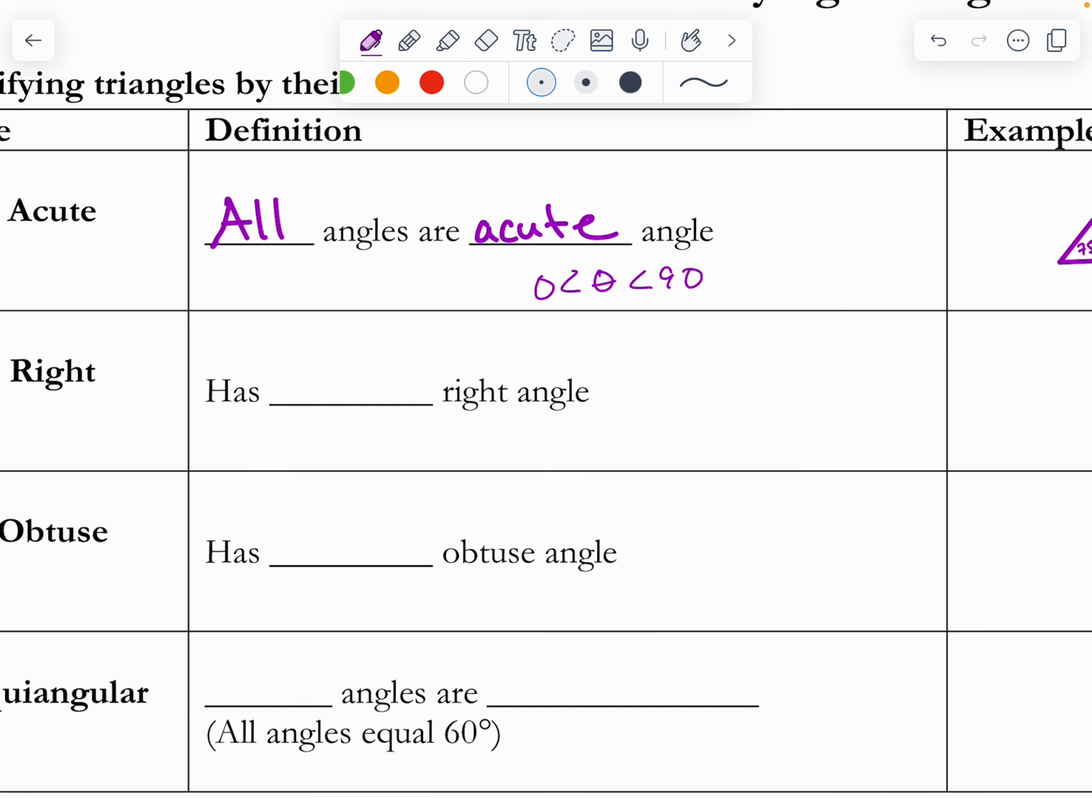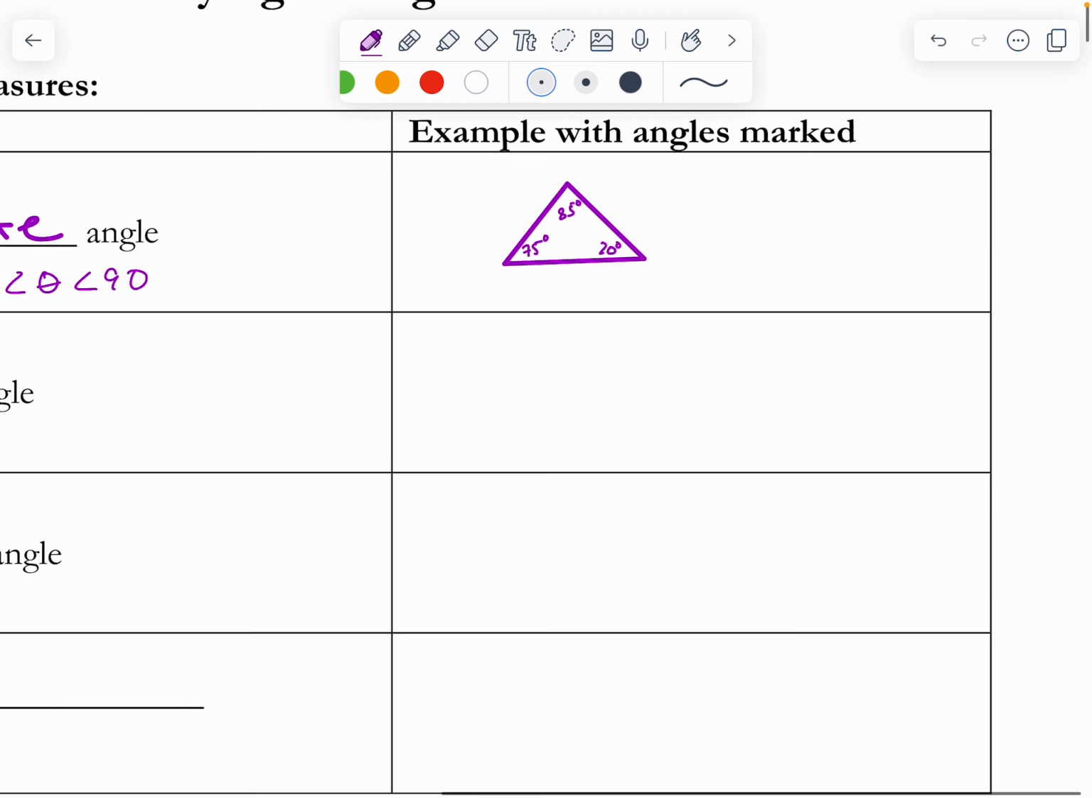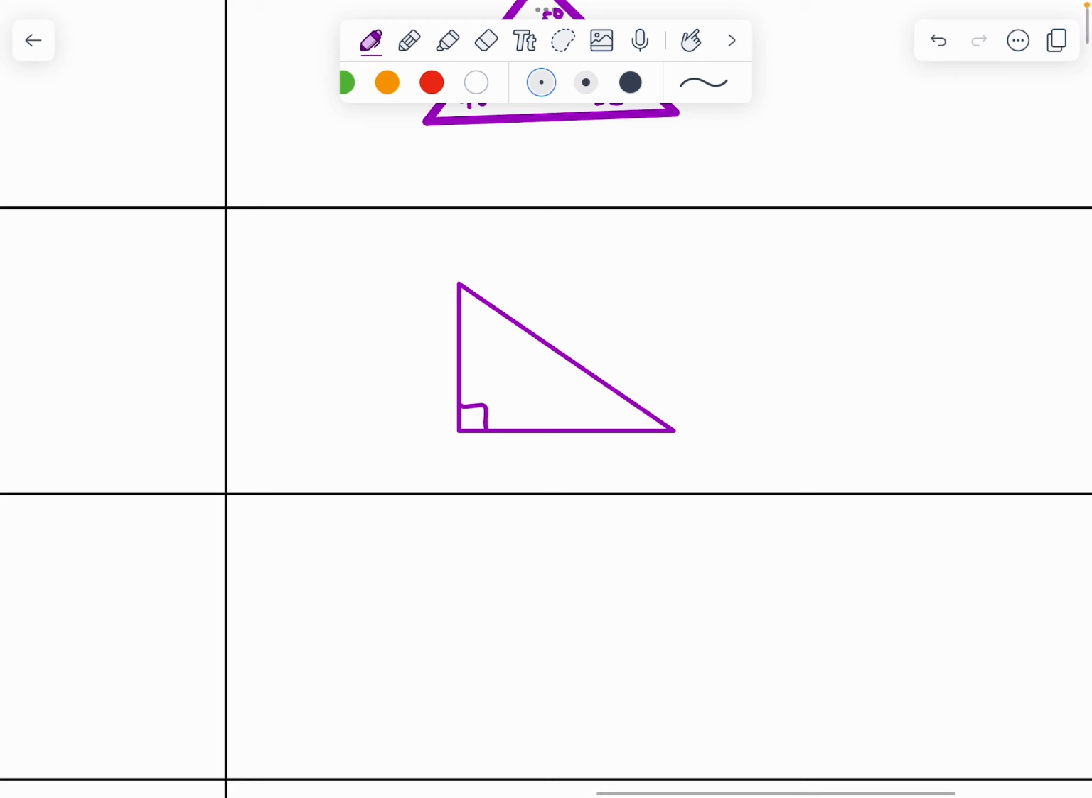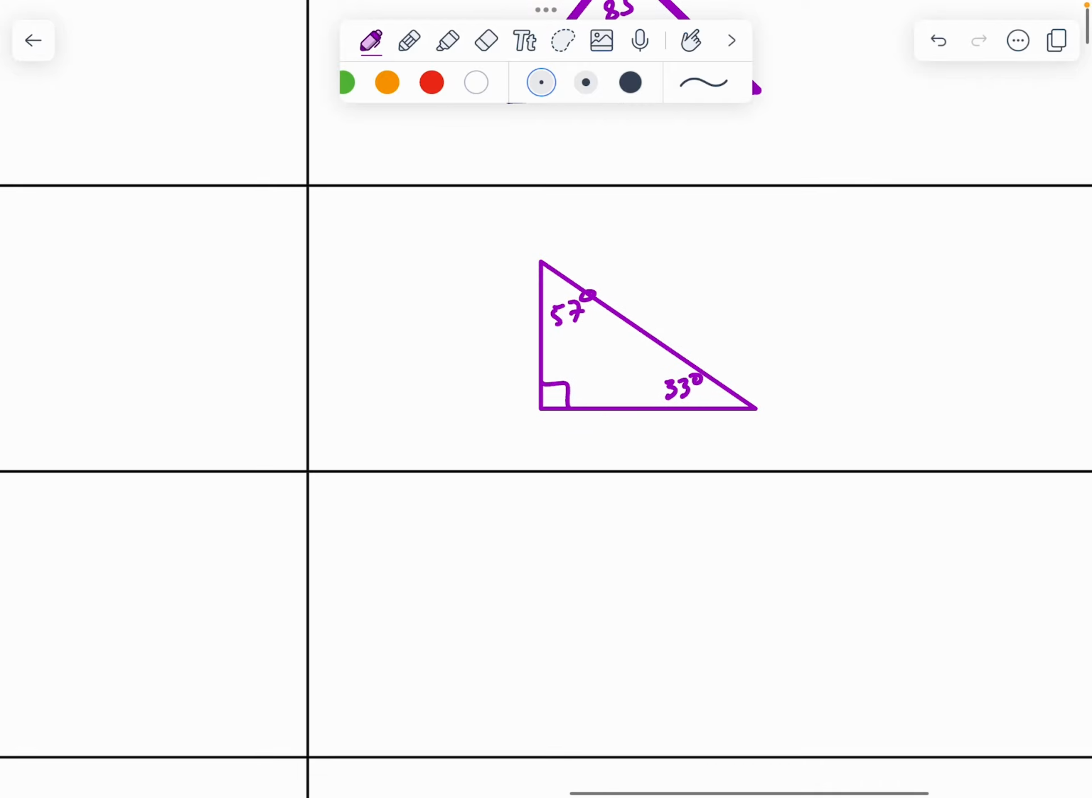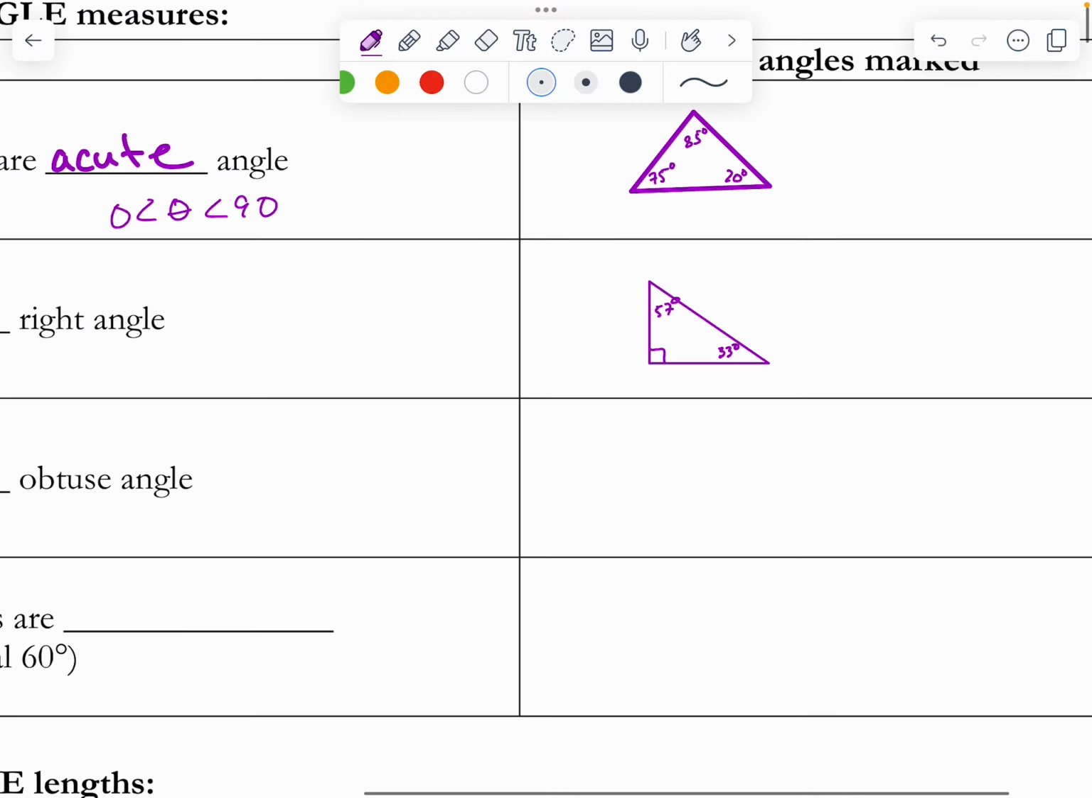If a triangle has one right angle, then my triangle would look something like this, and you'd have a 90 degree angle. And let's say that the other ones are 57 and 33. All right, this would be a right triangle. It has one right angle, so it's a right triangle.